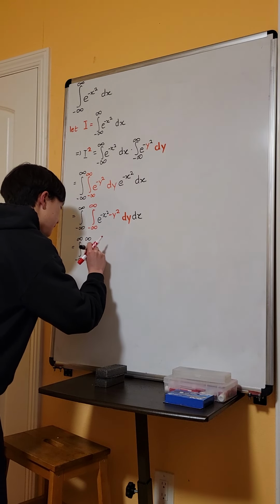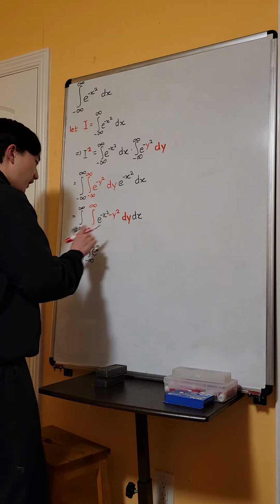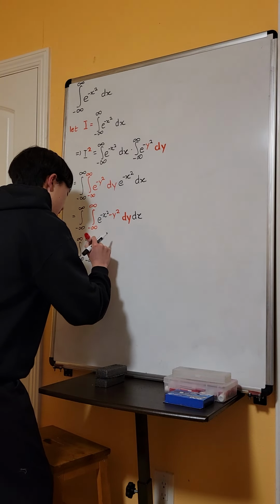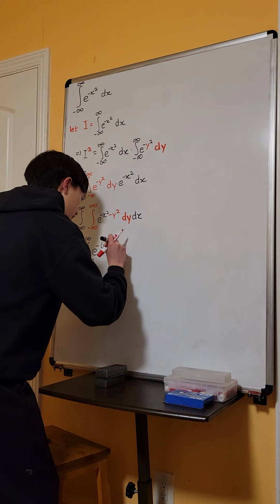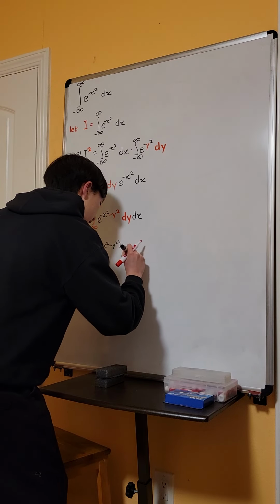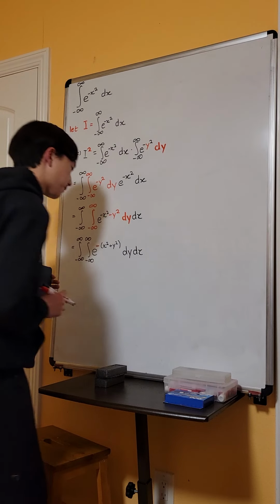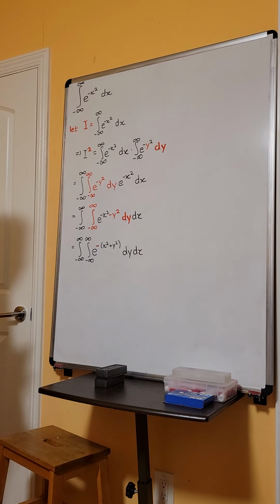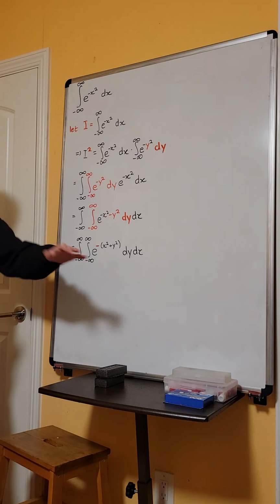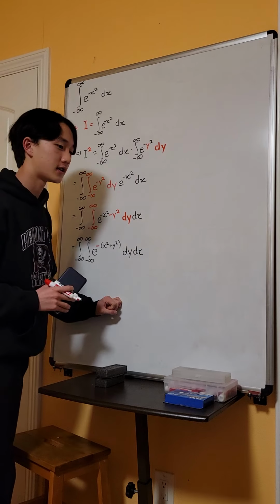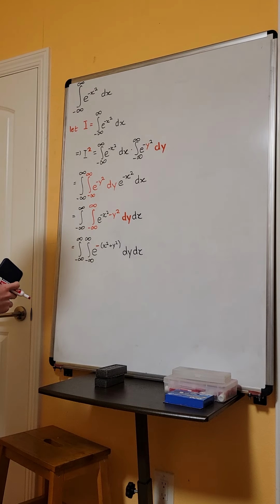And then you can see where this is going. So we factor out a negative, and this inside becomes positive x squared plus y squared, dy dx. Like that. Now, we have an x squared plus y squared. Does that mean we can use polar coordinates? Absolutely. So let me introduce how to do polar coordinates again.